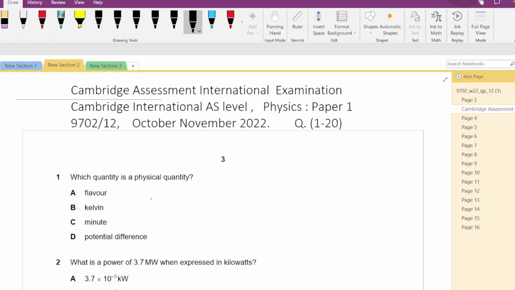which quantity is a physical quantity? Farad, Kelvin, minute, potential difference. Here, Kelvin is not a quantity, it is a unit. And minute is also a unit, and therefore the quantity is potential difference. In question 1, the answer is B, potential difference.